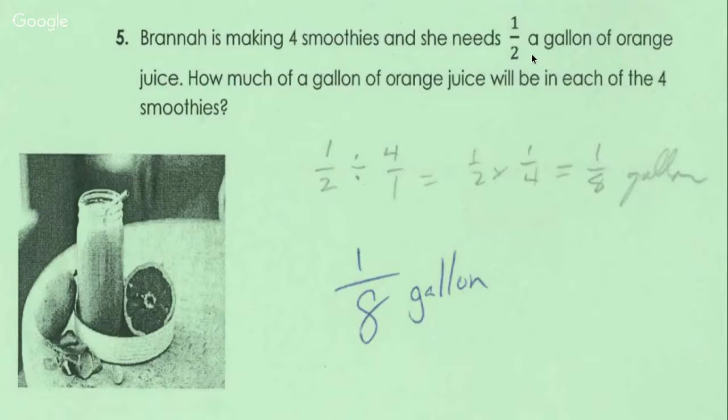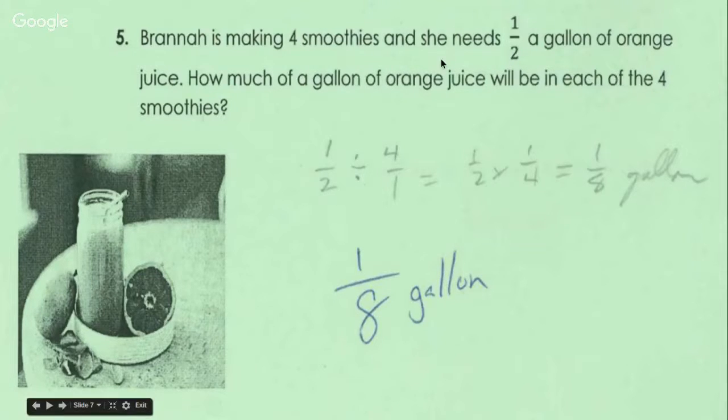Now, a couple of people flipped these and did 4 divided by 1/2 and got the answer 8. And you might have seen a phrase that I used kind of commonly on this test was, does this make sense? And I'm hoping that now you can look back and see, one, if you're making smoothies, do you put 8 gallons of orange juice in them?